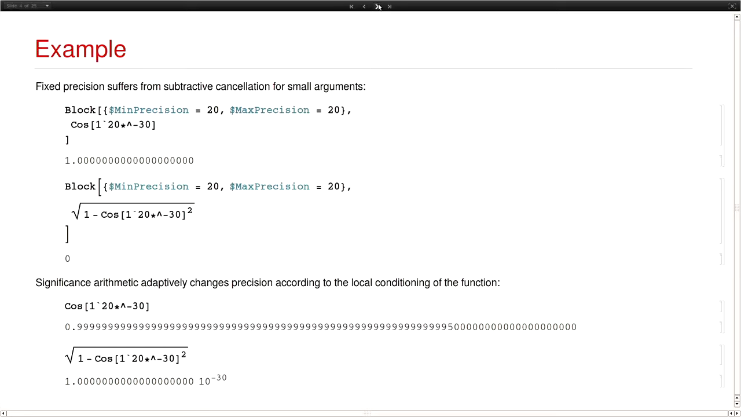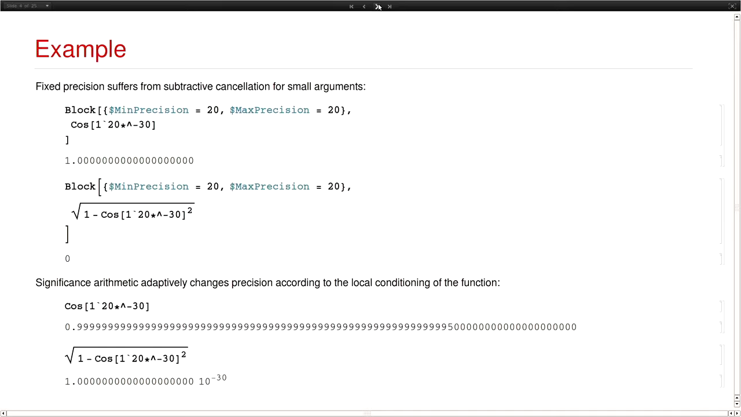So in Mathematica, we have an alternative model called significance arithmetic, which locally models the conditioning of the function. And here what you see is you don't get a fixed number of digits, but you get a growing number of digits depending on the conditioning of the function at this argument. And when you invert this quantity to get the equivalent of the sine function, you get a completely accurate answer. Okay, so this is the kind of the default arithmetic that we use in Mathematica.